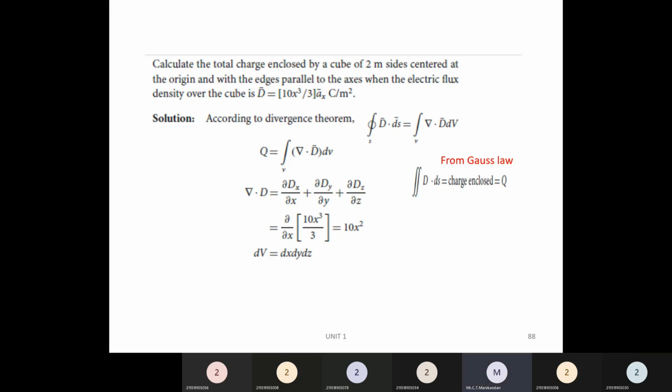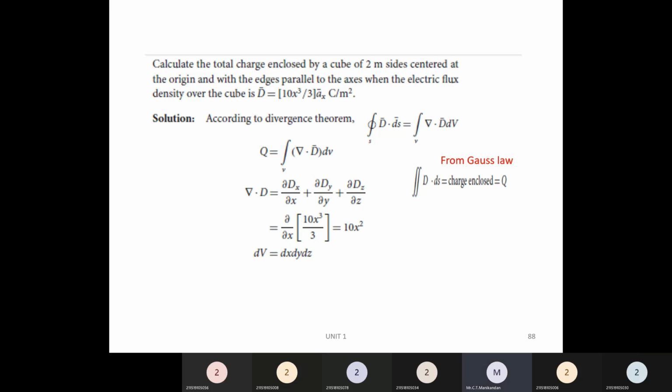And this is a simple problem related to total charge with the Gauss law. We have to calculate the total charge enclosed by the cube of 2 meter sides, centered at the origin and with the edges parallel to the axis. The electric flux density over the cube is D equal to 10x cube by 3 AX coulomb per meter square. So they are given the flux density and we have to find out Q.